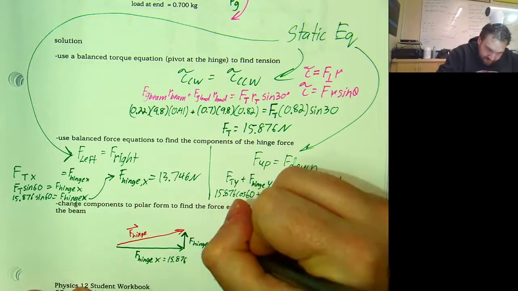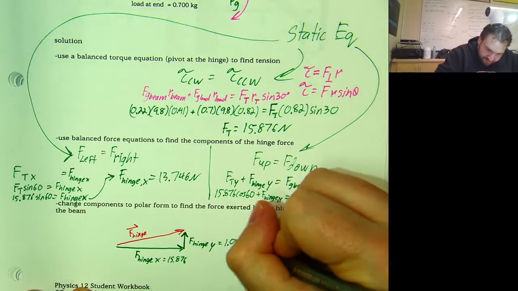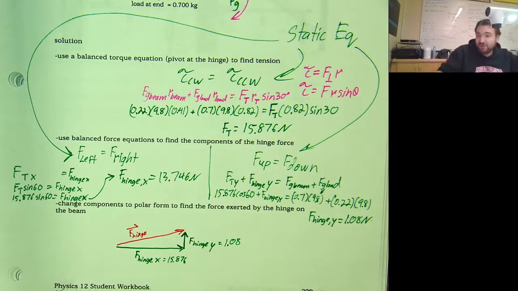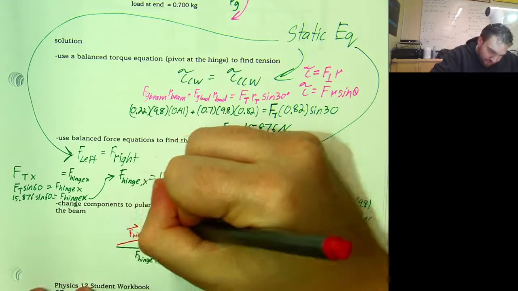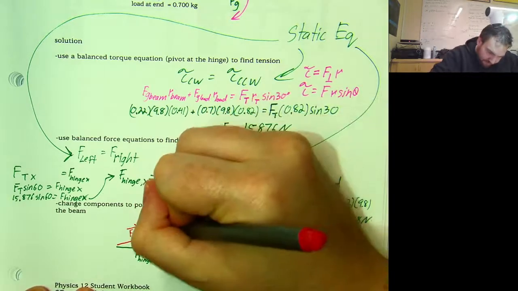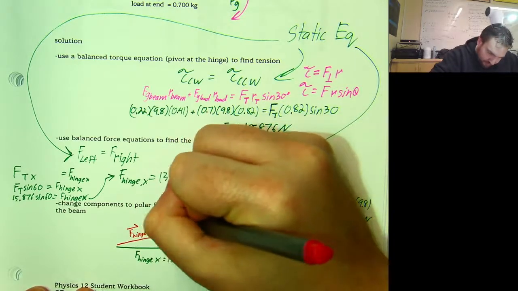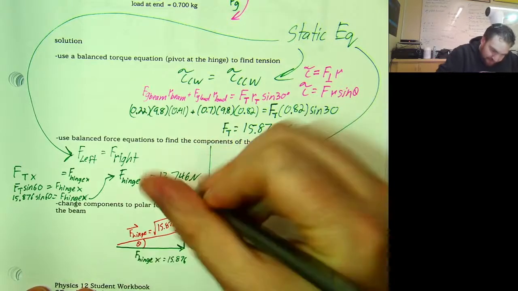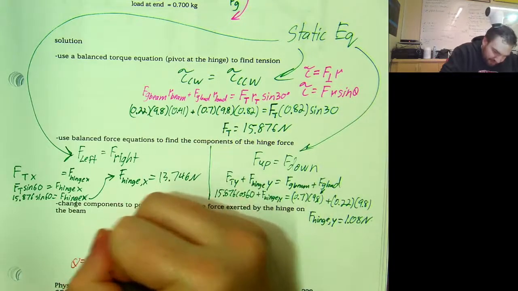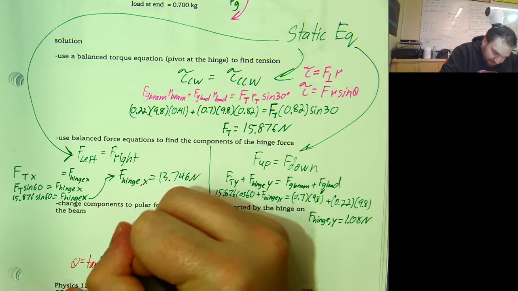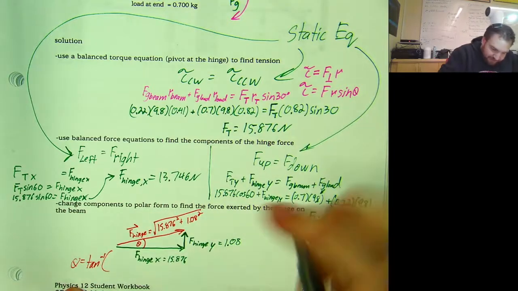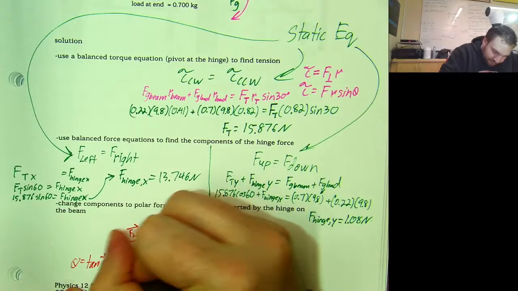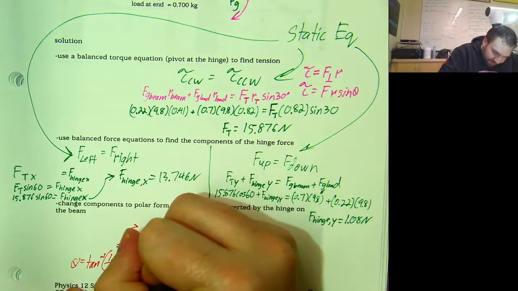This is 15.876. This is 1.08. So this is going to be the square root of 15.876 squared plus 1.08 squared. And that angle there, theta, is going to be the tan inverse of opposite over adjacent. So that's 1.08 over 15.876.